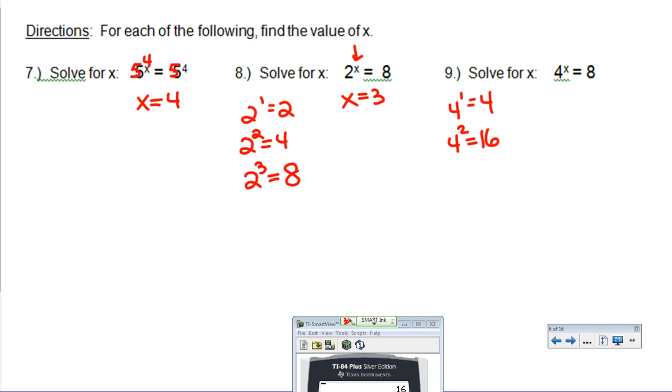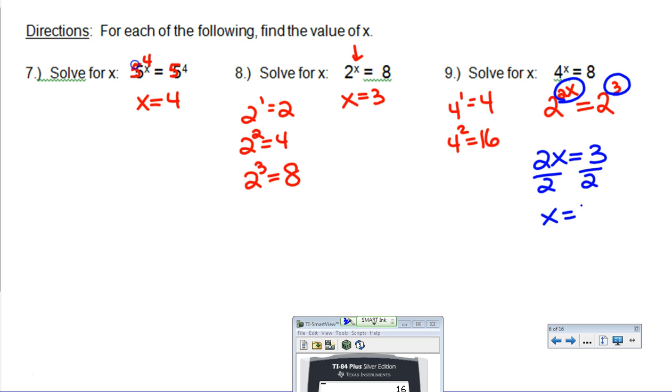So let's see, 4 is, there's only one thing to do. 4 is 2 squared. And then I have an x power. 8 is 2 to the 3rd power. Once I have the bases be the same, I know then that the 2x power and the 3 power have to be the same value. So I make up a new equation. The 2x power needs to equal the 3 power. Now I just have to solve for x by using regular algebra.